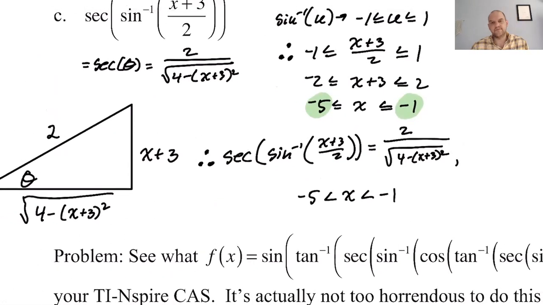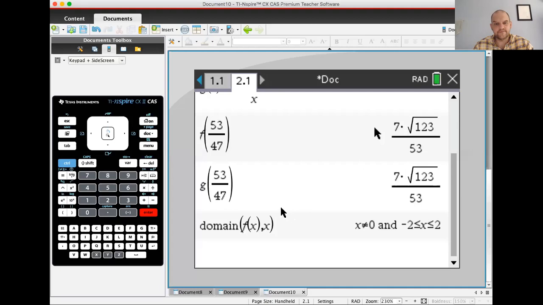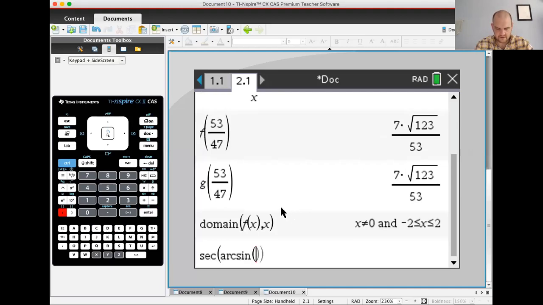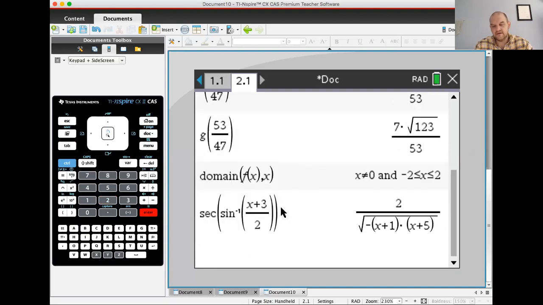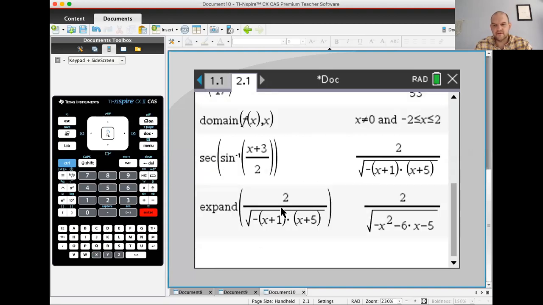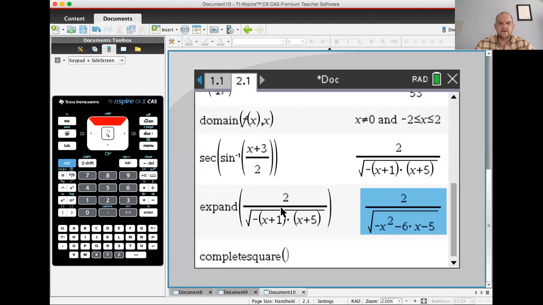So let's check that. I really don't know what the software is going to say the answer to this is. I think it's going to expand everything. So I'm just going to do the secant of the arcsine of (x plus 3) over 2. Let's see, expand. What do I want to do here? I want to complete the square. Complete the square is built in, but I just want to complete the square on the thing here.